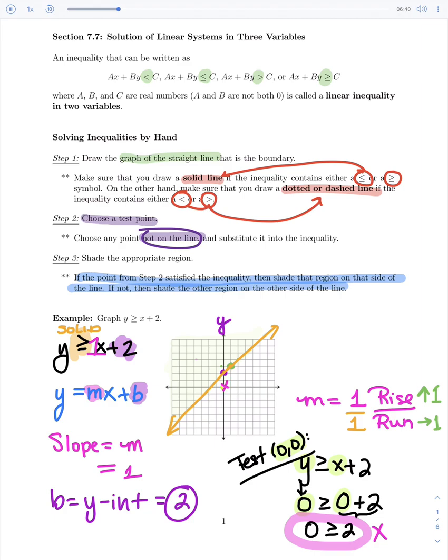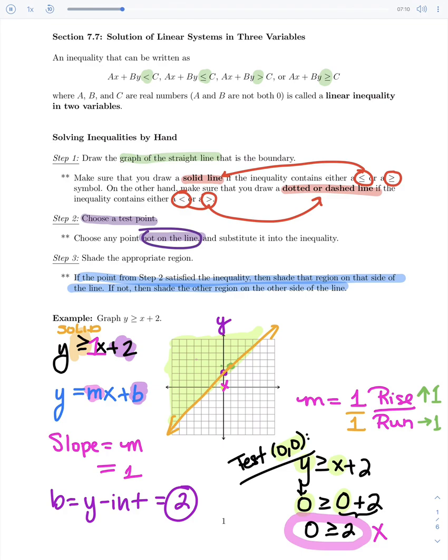That point doesn't work. If the point we test doesn't work, that means we're actually going to shade the other side of the graph that this point is not on. So I'm going to go to the other side of the graph and shade that side instead. And that's going to be my final answer.